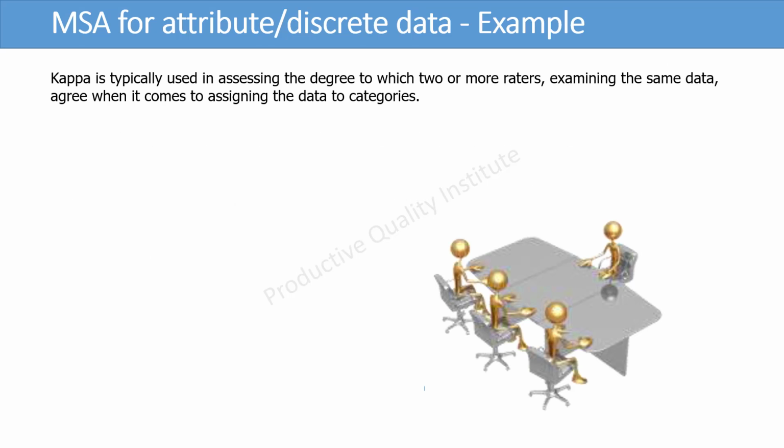Kappa is typically used in assessing the degree to which two or more raters, examining the same data, agree when it comes to assigning the data to categories.